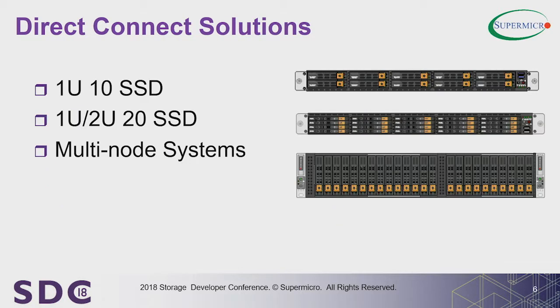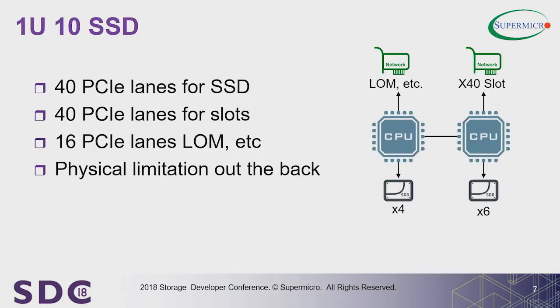So let's go into direct connect. When we have direct connect systems, I'm going to talk about 3 of them. The marketing people insisted that I put up pictures. I promise you this is not about Supermicro products, but there are some pictures to match up. There's 1U10 and there's 20 drive systems that are direct connect, and multi-node systems that are direct connect. We're going to go into all of those in detail. Well, not that much detail.